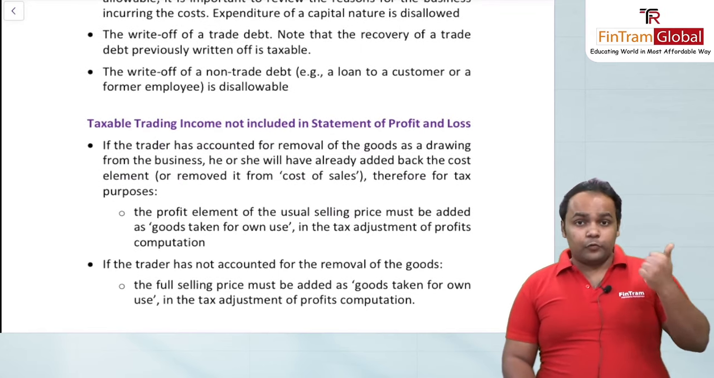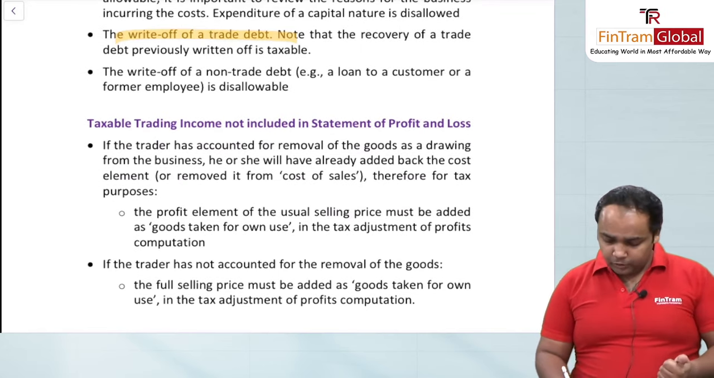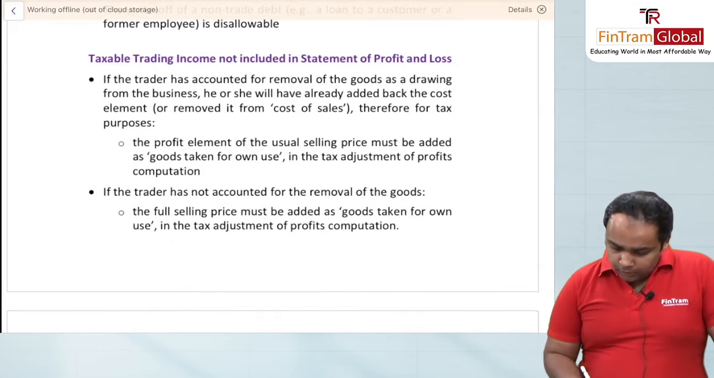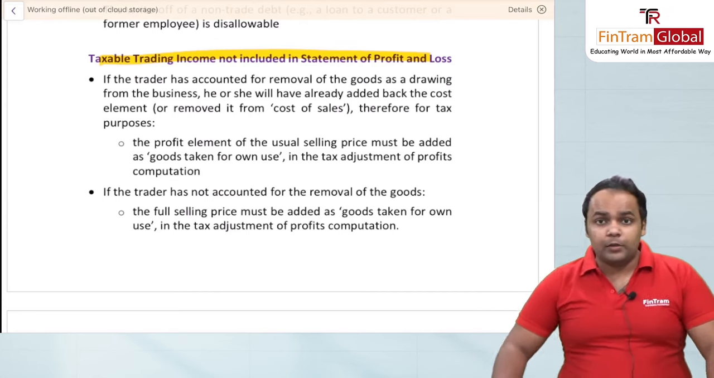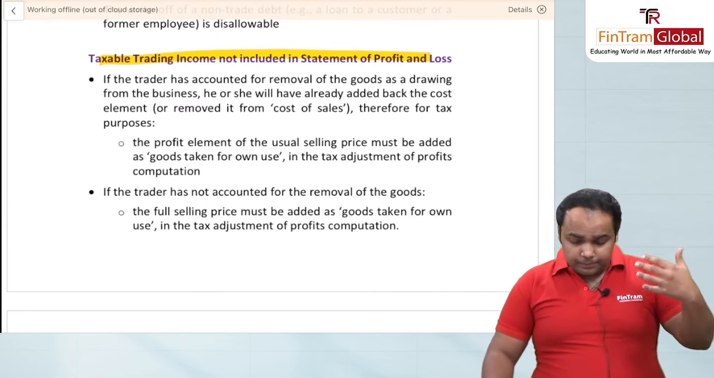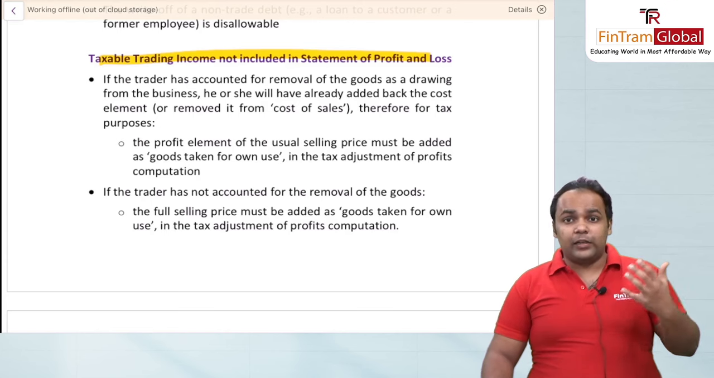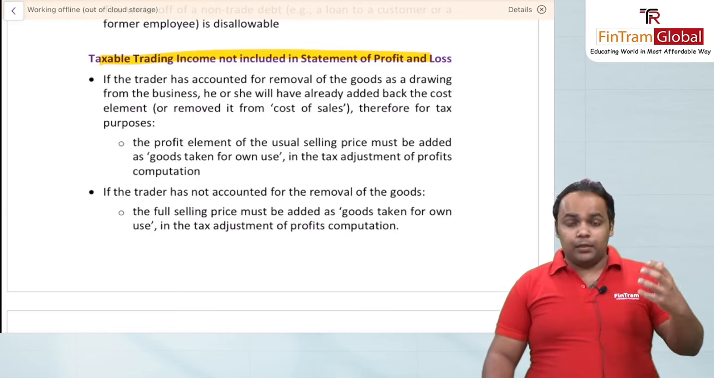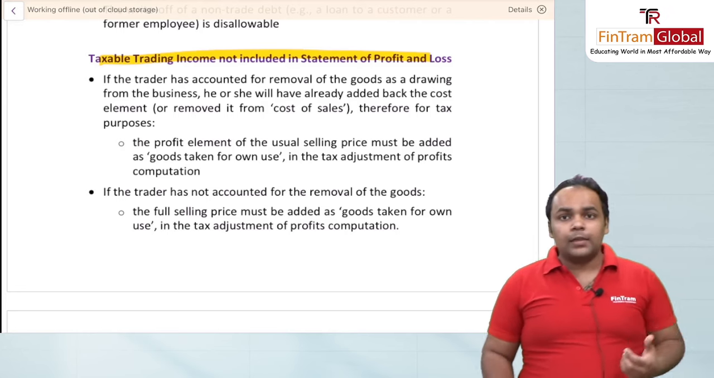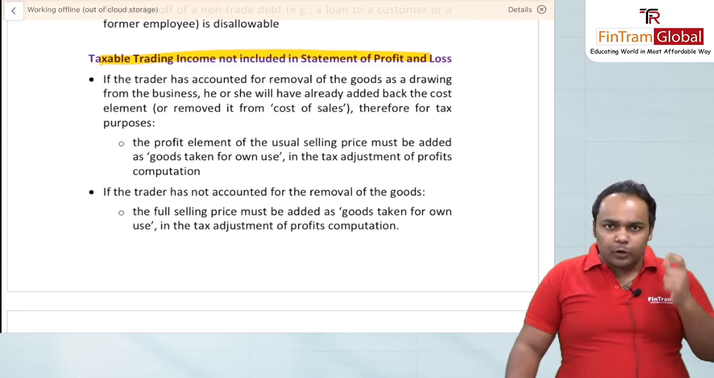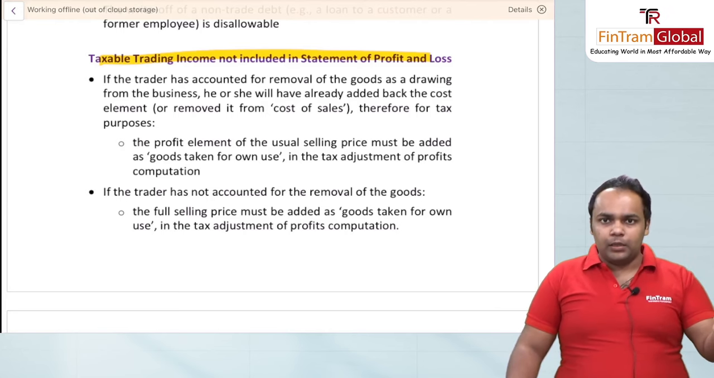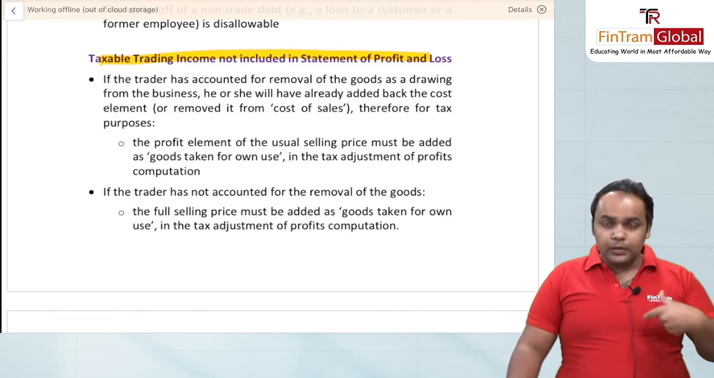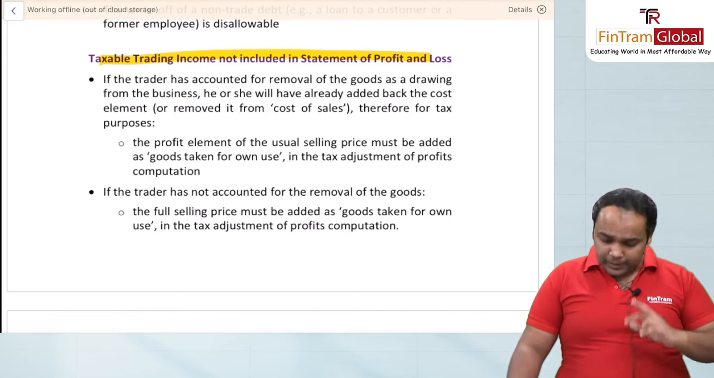The writing off of only trade debts is allowable; writing off of non-trade debts is not allowable. On taxable trading income not included in the statement of profit and loss, this includes any goods that the trader has removed from their own business. Obviously, when goods are taken for personal use, the profit element must also be included in the tax computation, so that must be added.